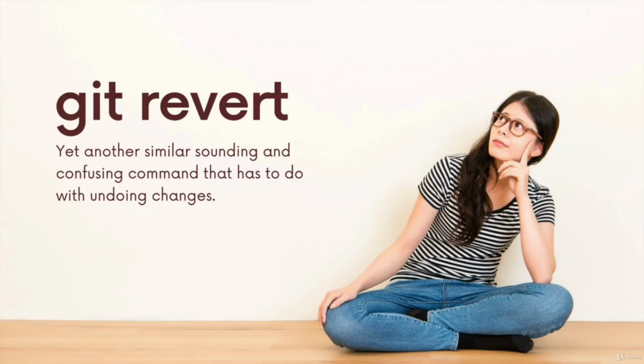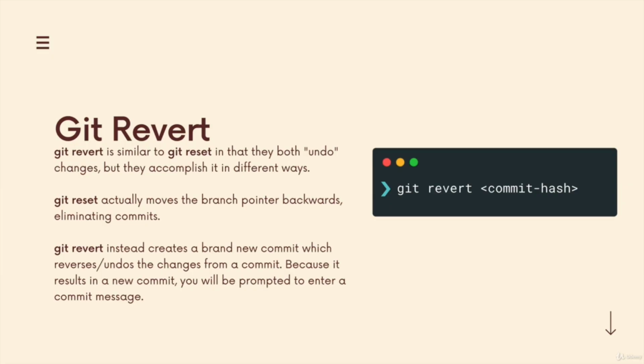Okay, we've made it to our last command for this section. Another similar sounding command, git revert. Yes, we have restore, we have reset, and now revert. They all kind of sound like they do the same thing. Revert actually does something very similar to reset. It has to do with undoing changes from a commit, but there's a very important difference.